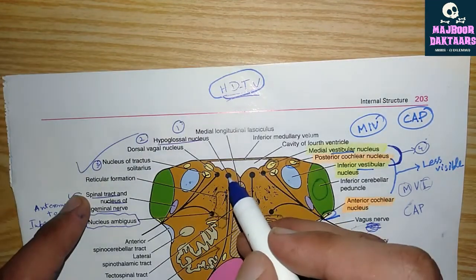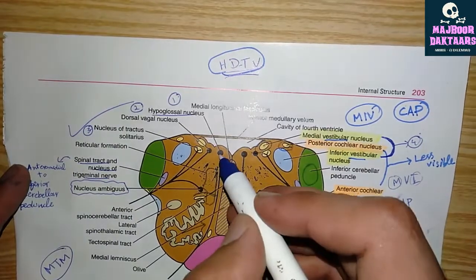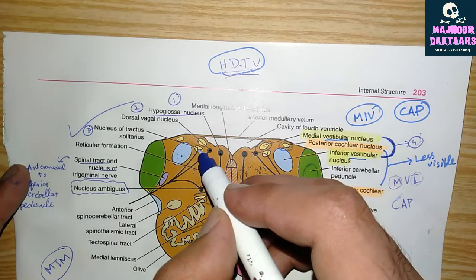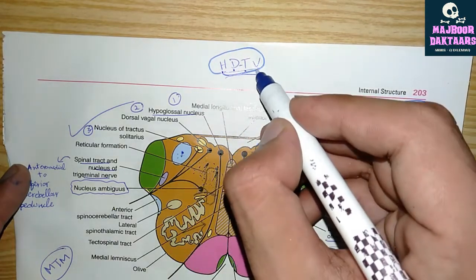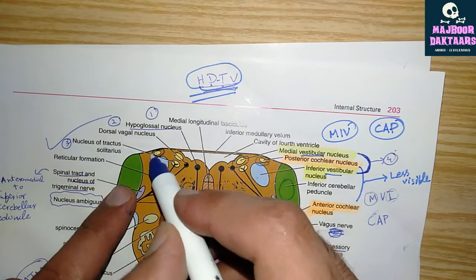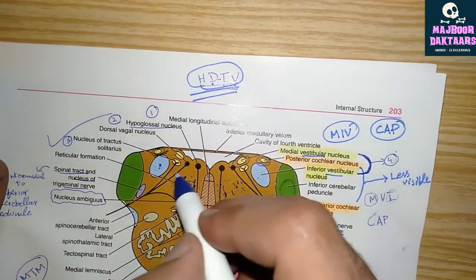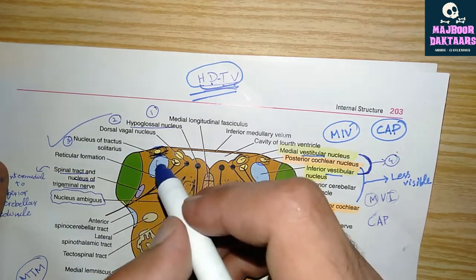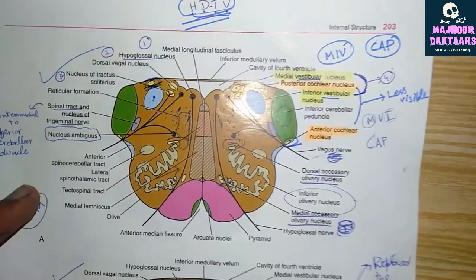When we move from medial to lateral aspect, we see the hypoglossal nucleus, dorsal vagal nucleus, tractus solitarius nucleus, and inferior vestibular nucleus. Hypoglossal, dorsal vagal, tractus solitarius, and inferior vestibular. Now you should be thinking that the cochlear nucleus is also appearing here, but why are we not including it in these nuclei? As I have said before, the cochlear nucleus is too small at the level of olives to be noticed. So we don't consider it here.